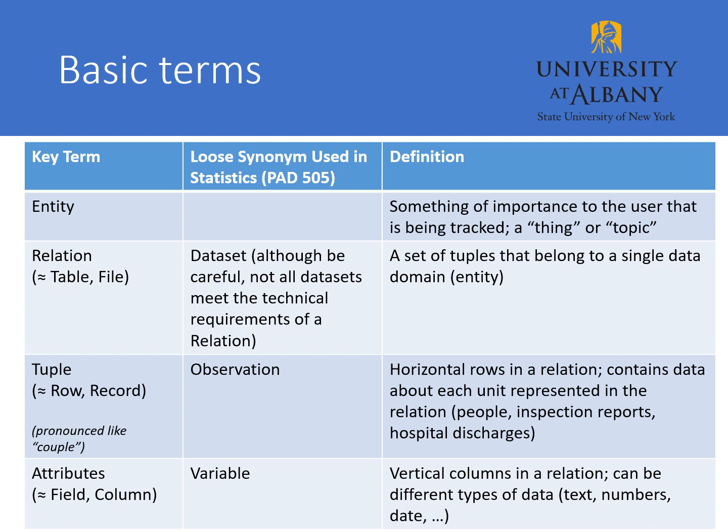So an entity, a key term that we hear, is something of importance to the user that is being tracked. It could be a specific topic we're interested in, or a student, a faculty member, a type of furniture in the building. All of these can be our entity, our main focus. The data, the information about this entity, is captured in a relation, which is basically a table.